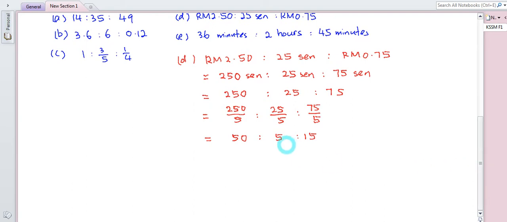Okay, and here all numbers still can be divided by 5, right? So keep on dividing until they don't have any common factor. So 5 divided by 5, you get 1. 15 divided by 5, you get 3. Okay, so this will be the final answer. Okay, we try part E.